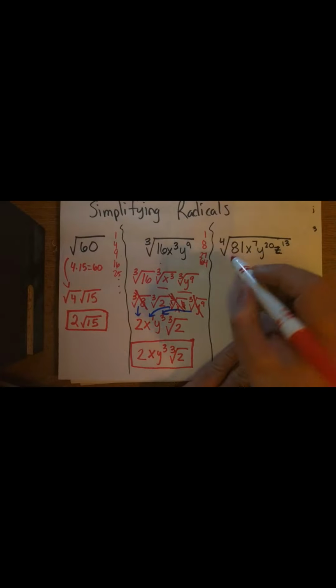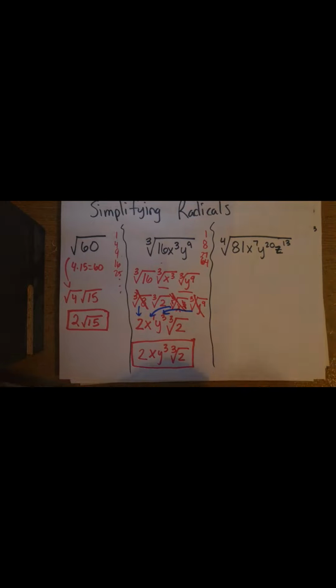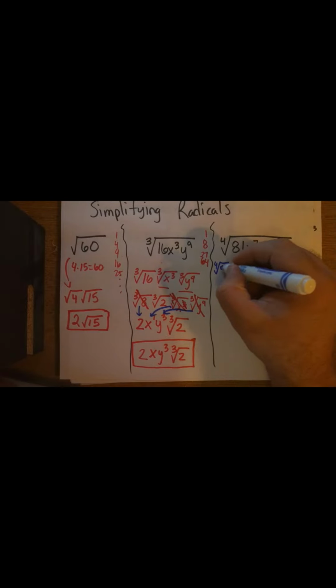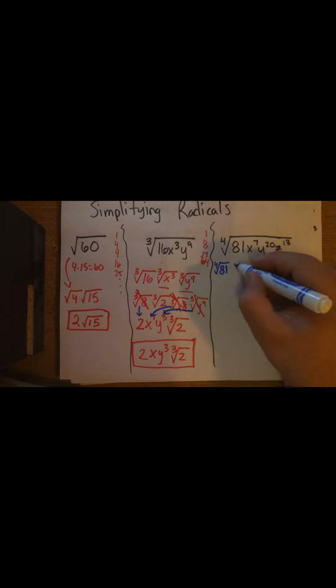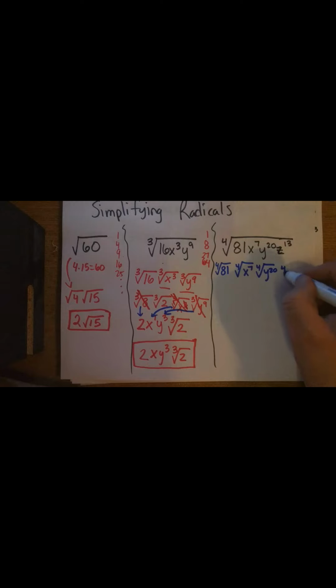So we're going to do the same thing here. Now this is 81 times x to the 7 times y to the 20 times z to the 13. So we're going to give each one their own 4th root. Switch colors here. So I have the 4th root of 81, the 4th root of x to the 7, the 4th root of y to the 20, times the 4th root of z to the 13.